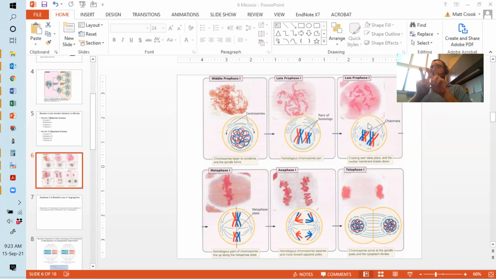So those chiasmata, essentially these 2 chromatids are stuck together, and these 2 are stuck together, so you can't pull them apart. Now by swapping them, you've essentially stuck one homologous chromosome to the other. And that's what holds them together until anaphase begins, when they get pulled apart.